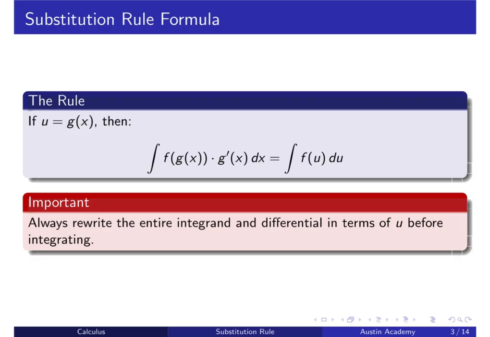Substitution rule formula. If u equals g of x, then the integral of f of g of x times g prime of x dx equals the integral of f of u du. Always rewrite the entire integrand and differential in terms of u before integrating.